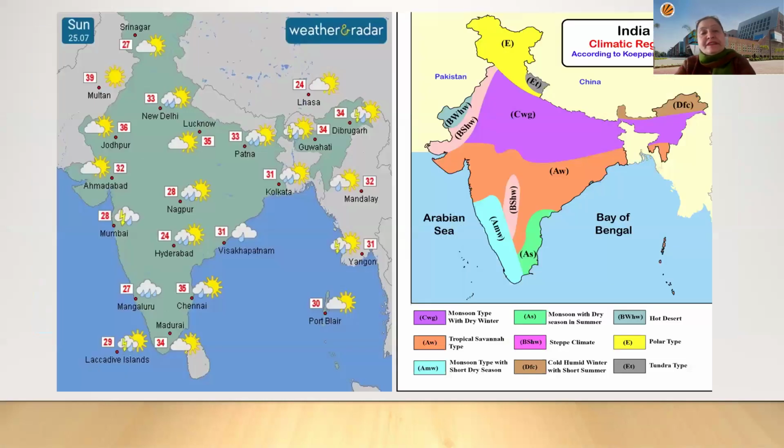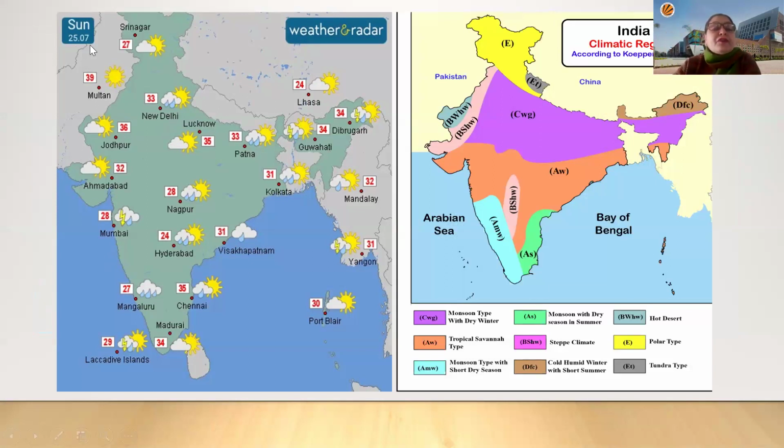If you see, there are two maps of the country visible to you. On the left side, one map is showing sunshine somewhere. You can find rainfall or raindrops somewhere. Thundering or lightning is visible. So all these symbols are showing the weather conditions at a particular place on a day.